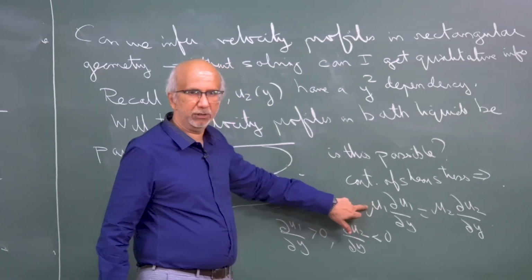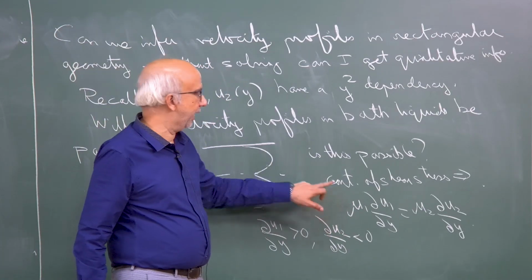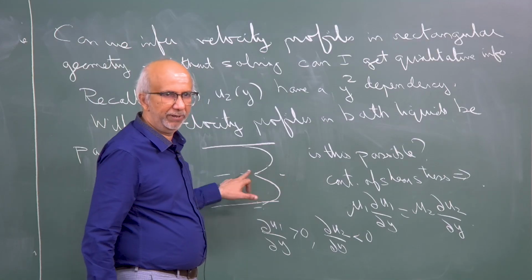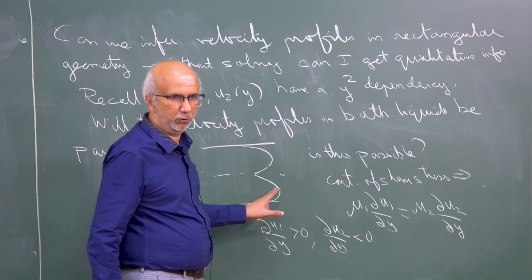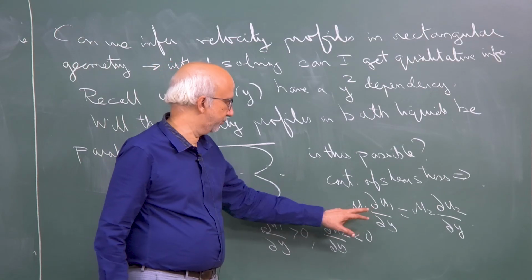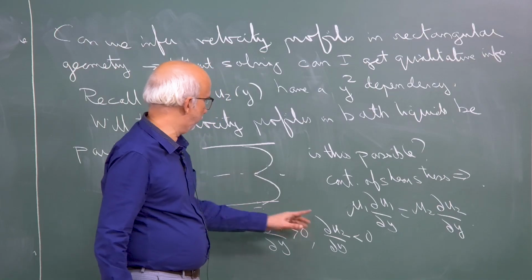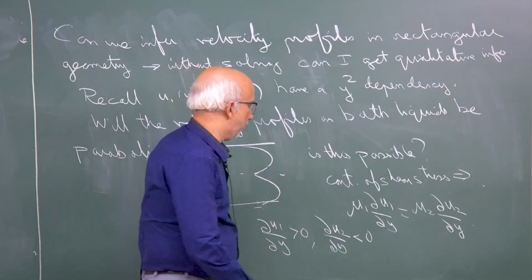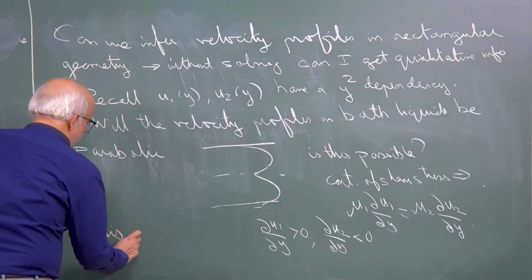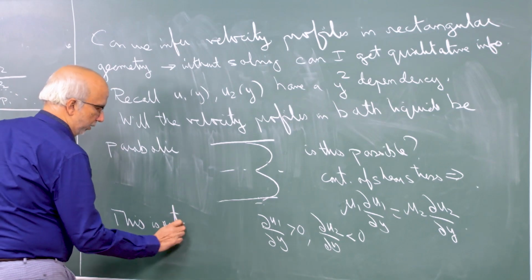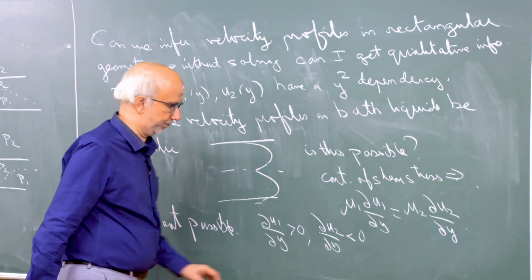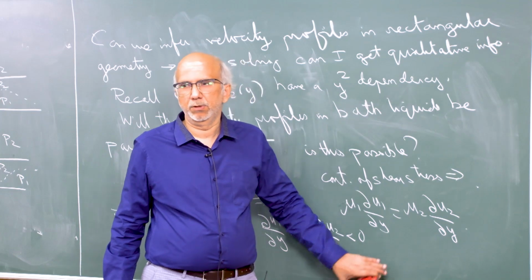This boundary condition has to be satisfied, and if you have two parabolas like I have drawn it, it means at the interface one positive quantity is equal to one negative quantity, okay, because viscosities are positive. So, du1 by dy is positive, du2 by dy is negative, and that is not possible, okay.